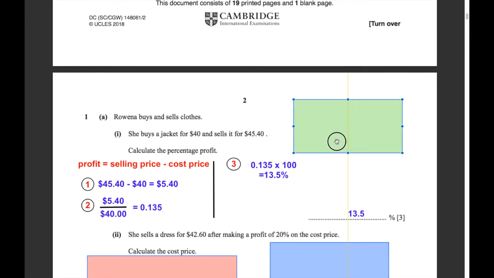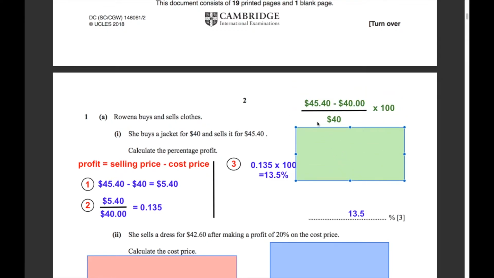So we can do that, of course, in one simple step. Here we have step 1, which is 45.40 minus 40, divided by 40, which is step 2, multiplied by 100, which is step 3. So you can just do this one thing, and it'll give you 13.5%.